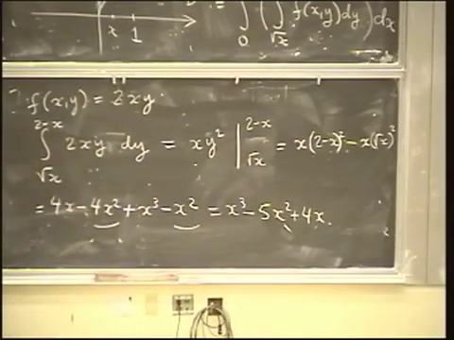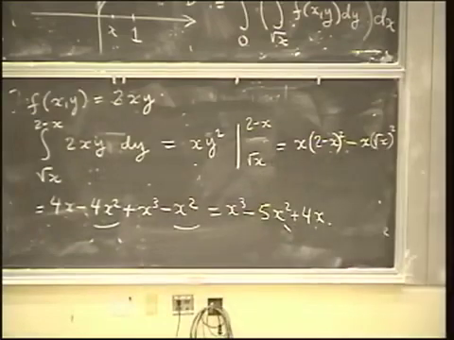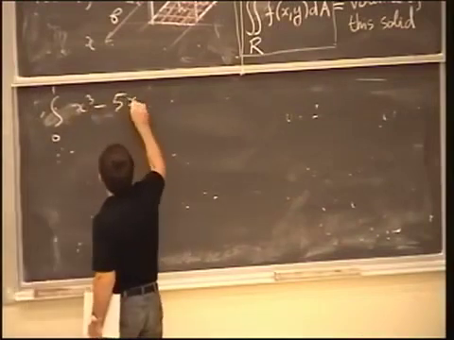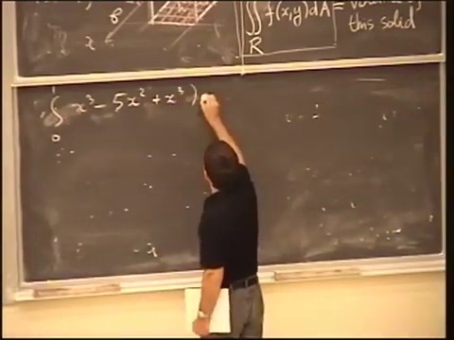Very good question. I'll explain in a second, let me just finish this example now. So what's the end result? We just substitute this into the outer integral. So we get the integral from 0 to 1 of x cubed minus 5x squared plus 4x, dx.